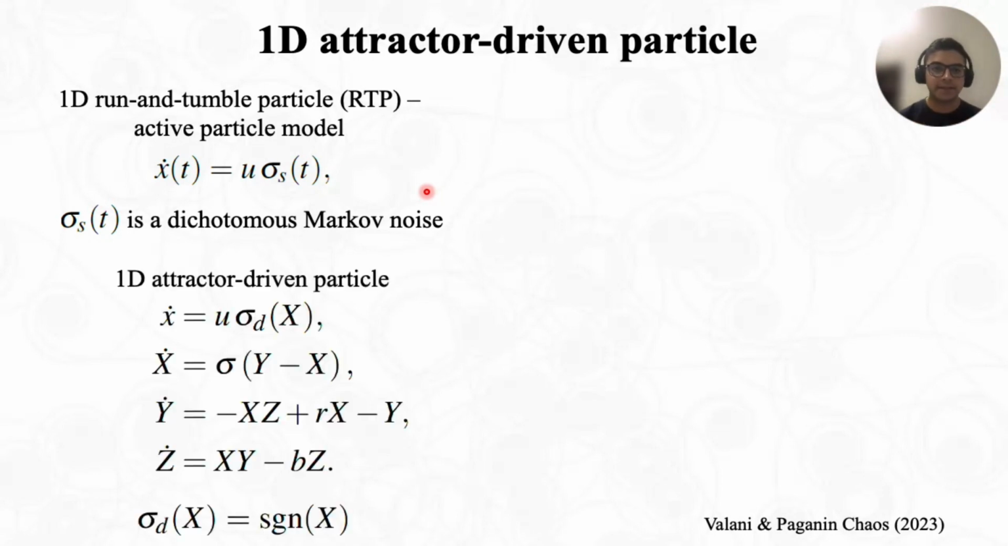Now we can use our attractor-driven matter framework to model a similar active particle. For example, if we consider the equations of motion that we had for the walking droplet and make a slight modification: in the first equation, in the walking droplet, x dot was just capital X. If we now modify that to x dot equals some constant u times only the sign of the capital X variable, then what we get is a similar run and tumble attractor-driven particle.